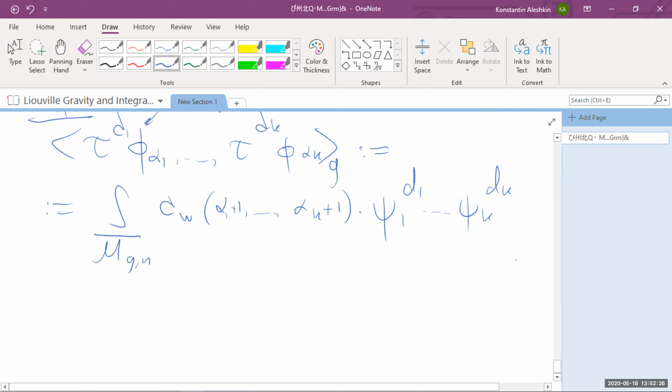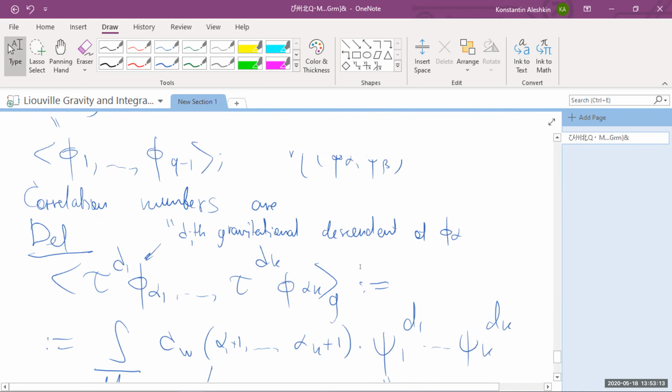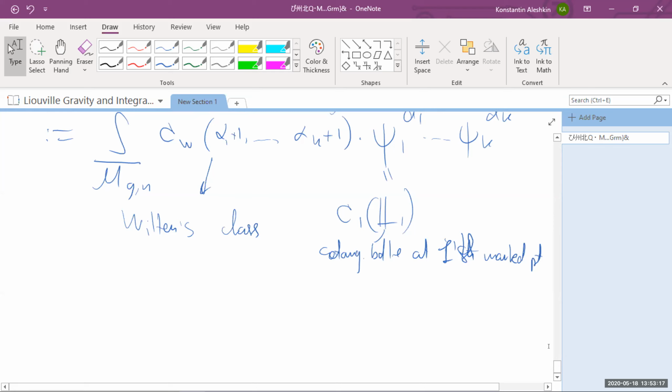This whole thing, I guess most people know this, is some cohomology class on this moduli space of curves. These psi classes are first Chern classes of the cotangent bundle at the ith marked point. So there are some two forms raised to these powers, and this is called Witten's class, some cohomology class depending on this data. Right, so these are correlation numbers, and again we can make a generating series.